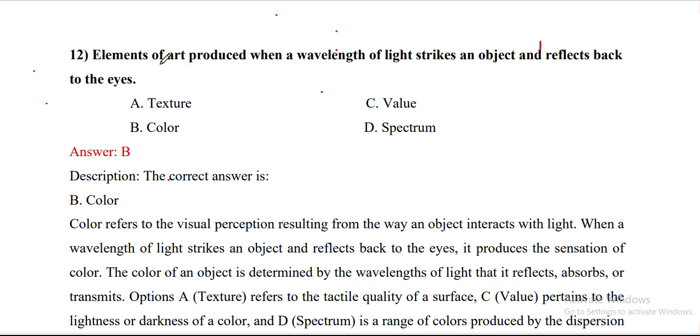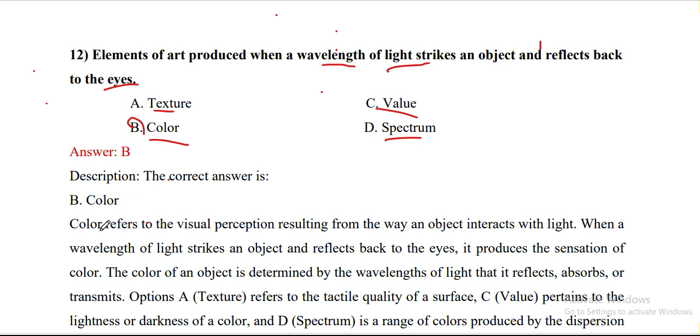Question 12. The element of art produced when the wavelengths of light strike an object and reflect back to the eye is: A. Texture, B. Color, C. Value, D. Spectrum. The best answer for this question is color. When the wavelengths of light strike an object, the reflections of what we see are colors.